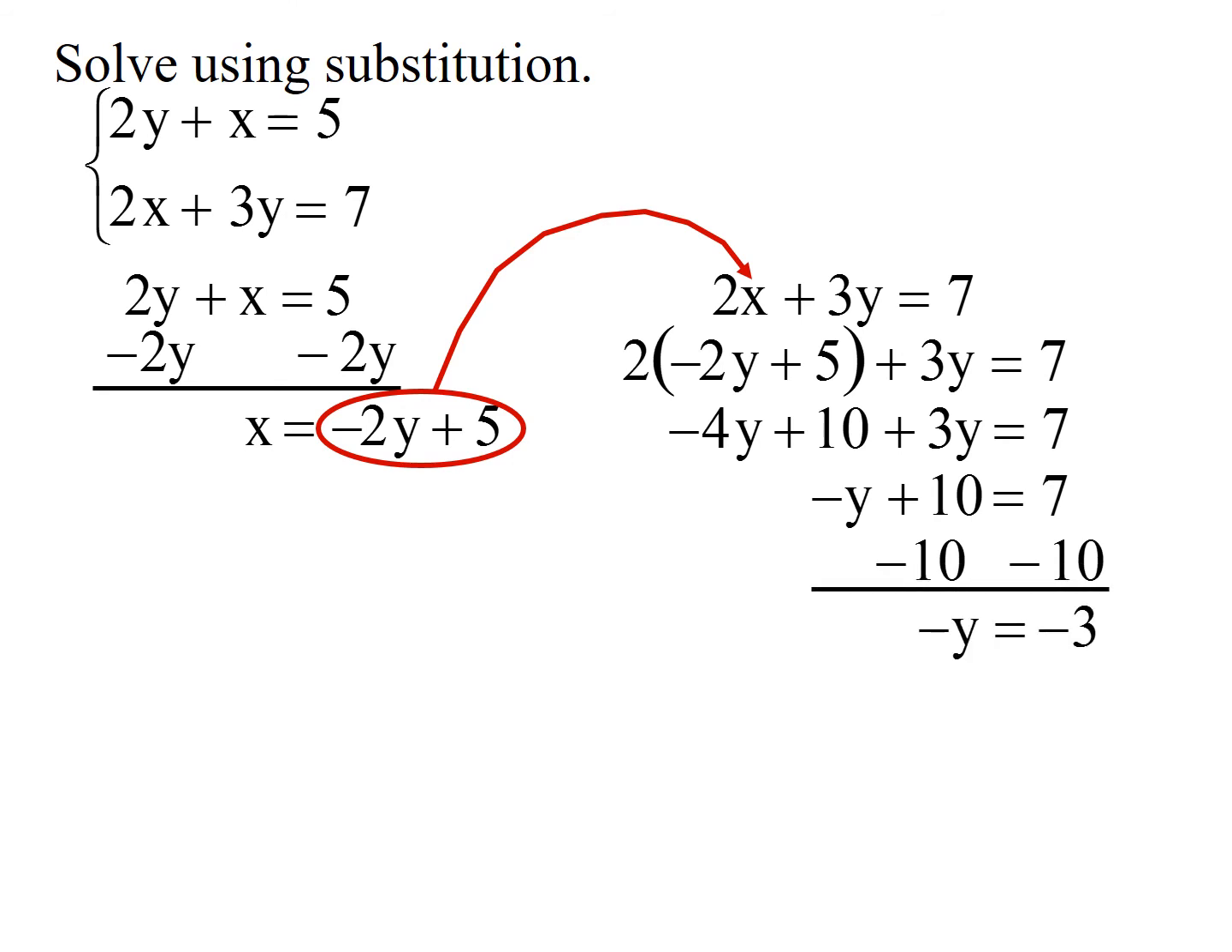Now, remember, like we talked about before, negative y is equal to negative 3. So you're going to need to multiply that by negative 1, so you can get the true answer of y equals 3.